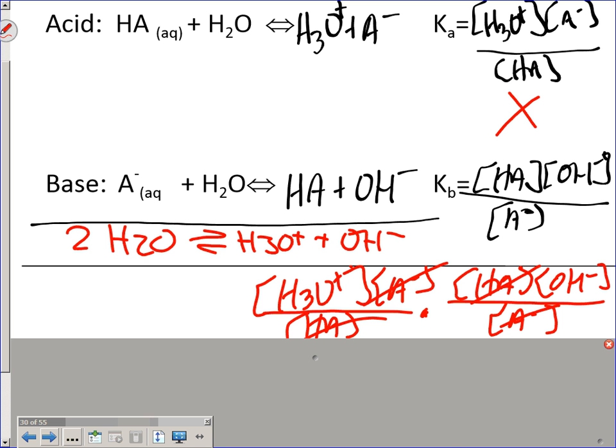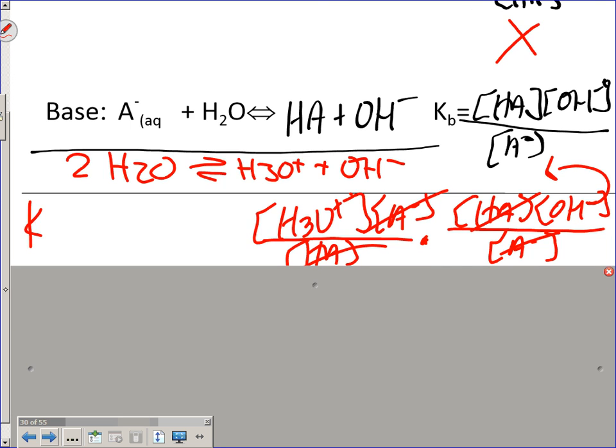Hydronium and hydroxide. Shouldn't that be what it equals? Okay, so this is the combination, and this will always work. Kw is equal to Ka times Kb. So you will use that five times more today at least.